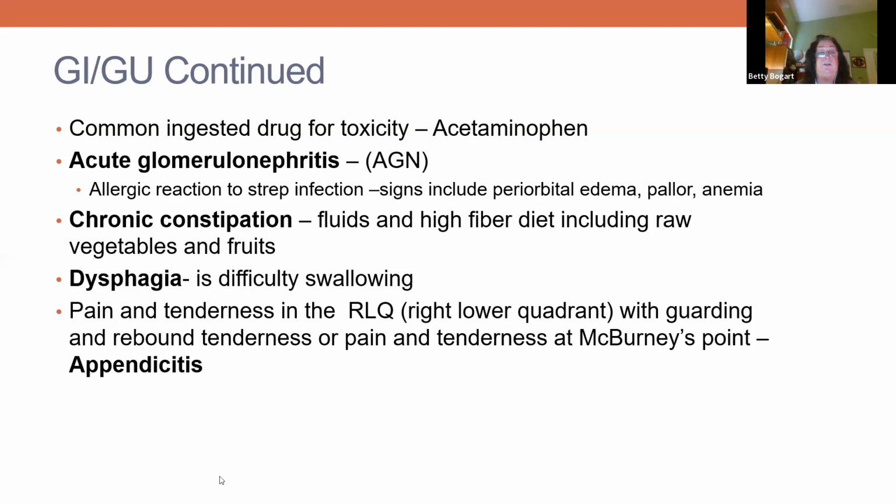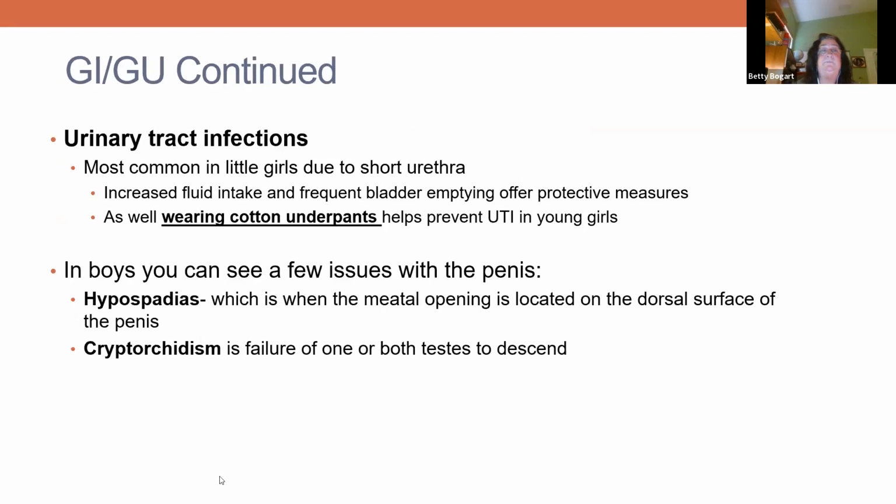Dysphagia, I mentioned it earlier, it's a dys, and that is the difficulty in swallowing. That right lower quadrant, we know McBurney's point, I mentioned it, is appendicitis.